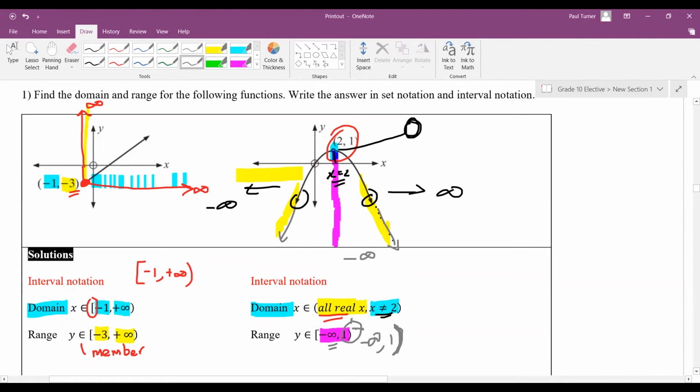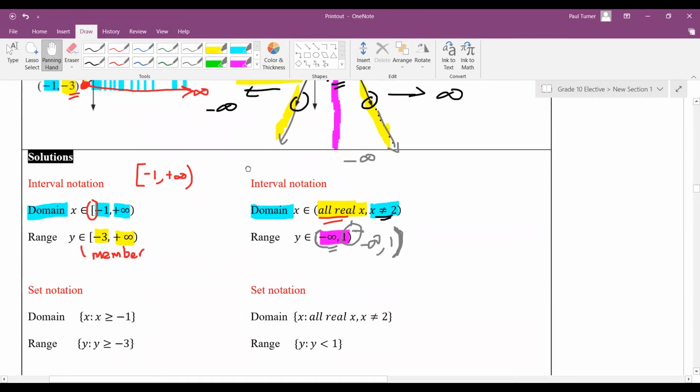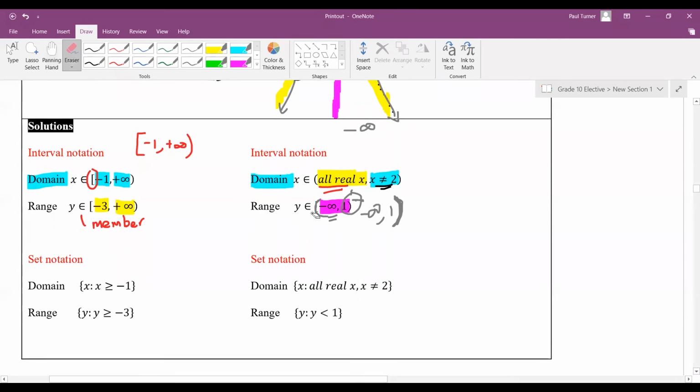See my error? That should be curve as well. So I've got a mistake there, because remember, -infinity is not a number, so we don't include that. I've got to fix that there. So -infinity up to 1.